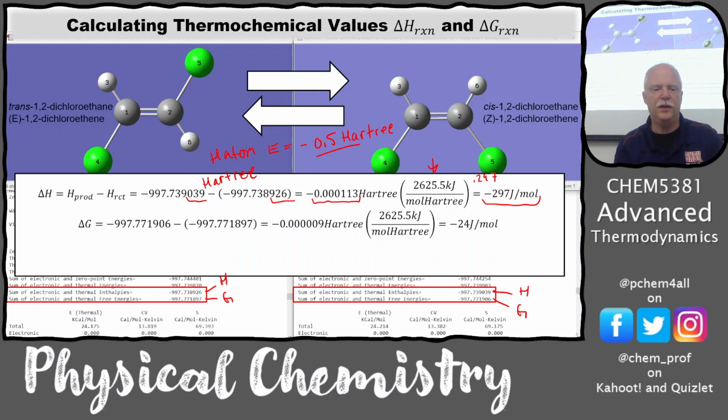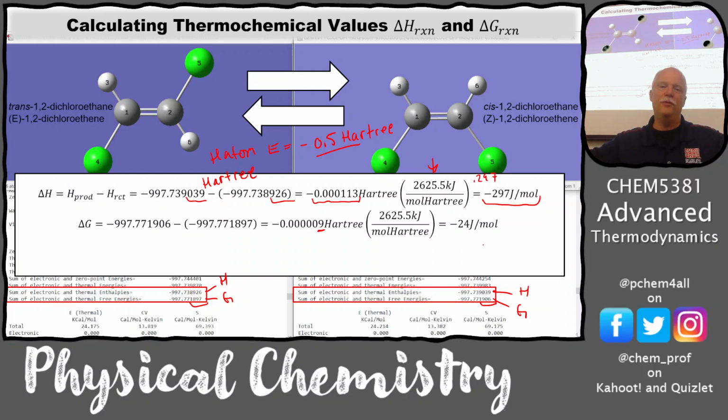Okay, the G value. So we go down and get the G's. You see it's 771,906 minus 771,897. So even a smaller amount, it's still negative, so it's spontaneous in the forward direction, 24 joules per mole. Very tiny amount of energy. There's not much difference between these two molecules, but it is spontaneous in the forward direction.